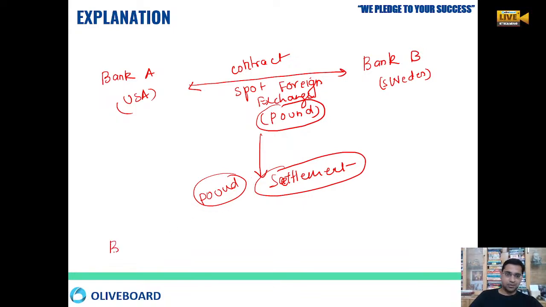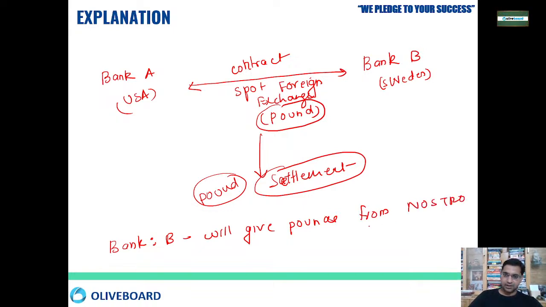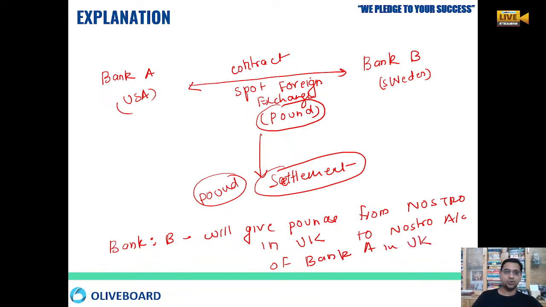So Bank B will give pounds from its nostro account in the UK to the nostro account of Bank A in the UK. तो जो यूएसए का जो बैंक होगा उसका अकाउंट लंदन में भी एक होगा, बैंक बी का जो अकाउंट है वो भी एक लंदन में है, तो सेटलमेंट पाउंड्स में हो गया.